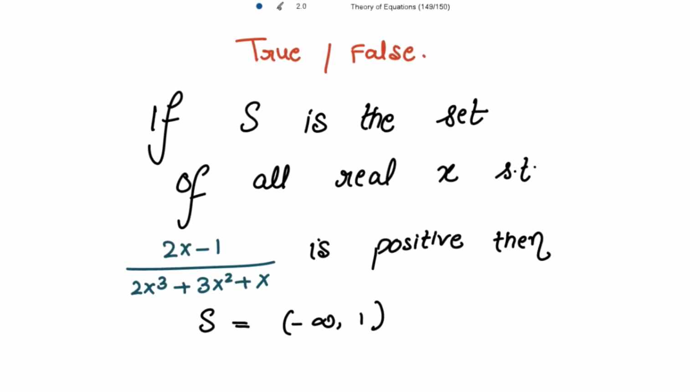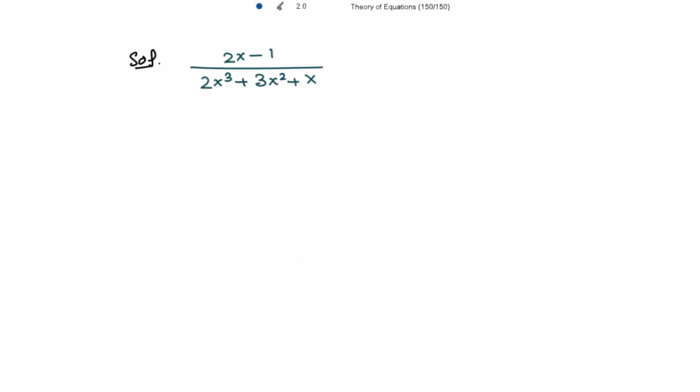If S is a set of all real x such that this expression is positive, then S equals the interval minus infinity to 1. So we need to check whether it is true or false, where S is a set of all real x. This expression is given to be positive, and we need to find the interval for which this expression is positive.